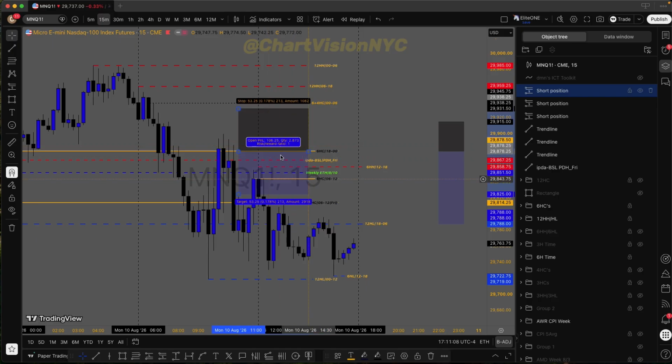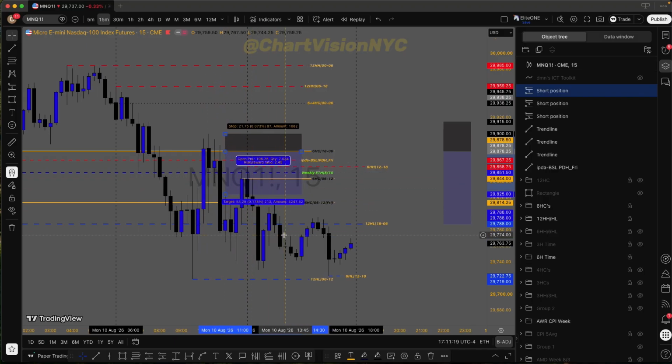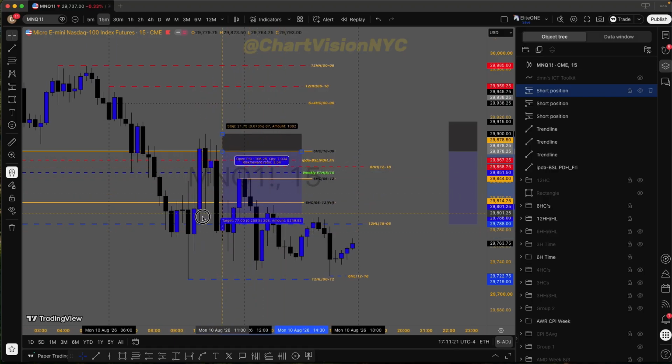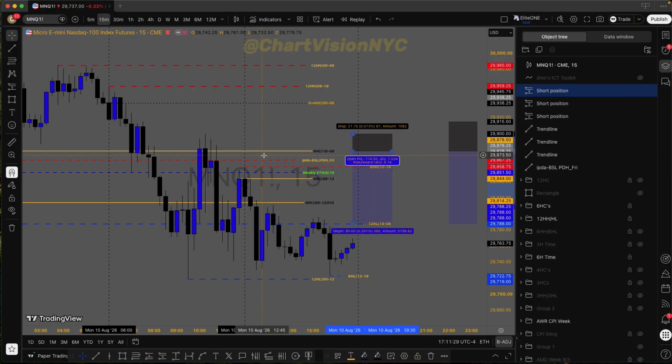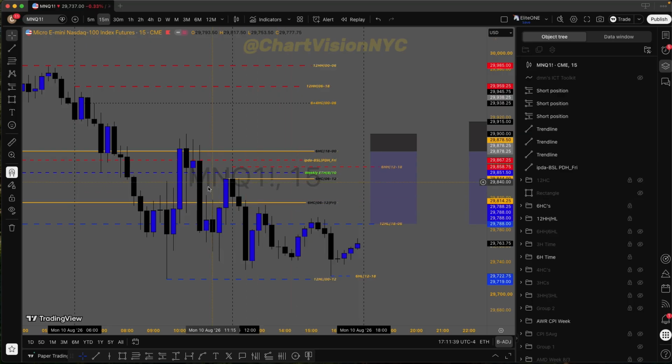Again, why? Because the setup is there. Stop at the high of the candle that closed below, and we target the next draw. We target the draw again, another 90 handles. You get another 4 to 1. You understand how that works? And so once you get that trade, maybe you're out of it, maybe you held on to it.